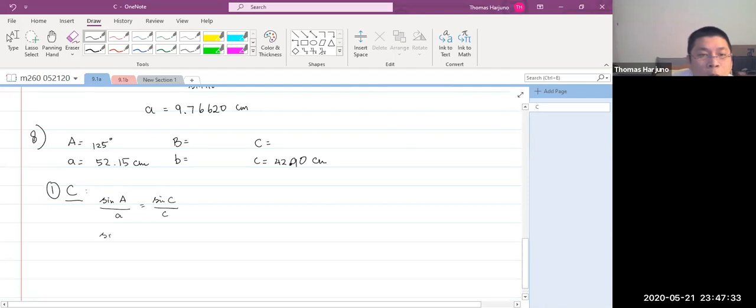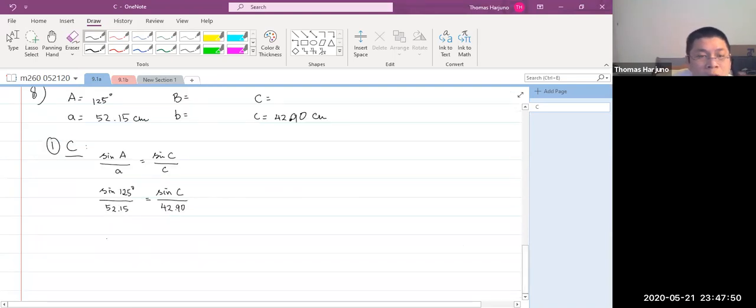Now, sine 125 degrees over 52.15 equals sine C over 42.90. So sine C will be 42.90 sine 125 degrees over 52.15. Then you use your calculator. You do it together with me, please.